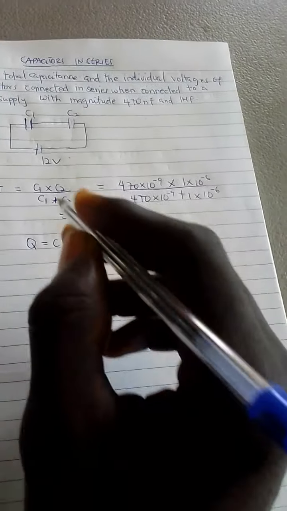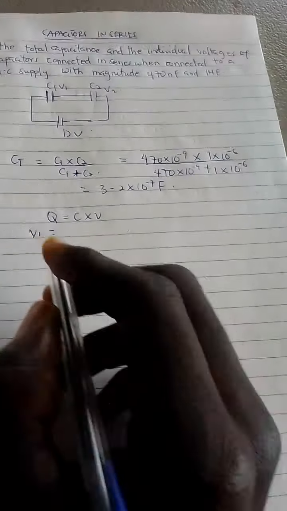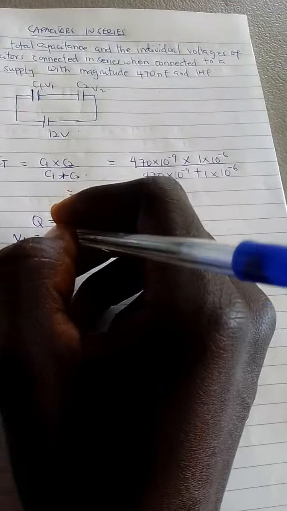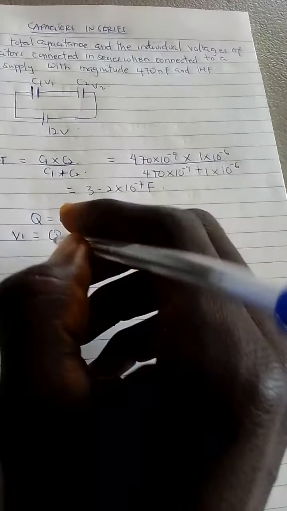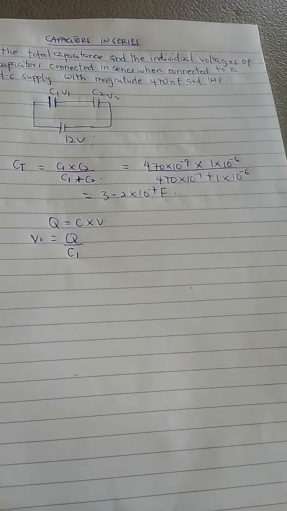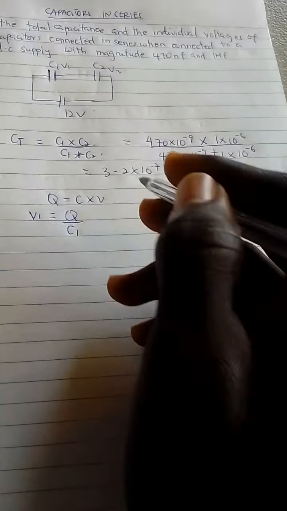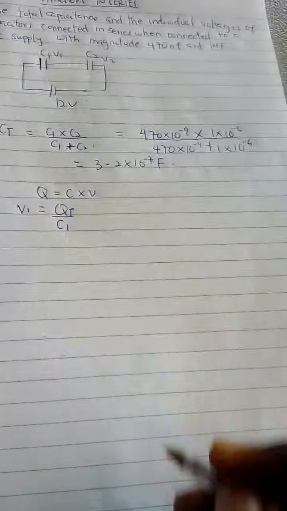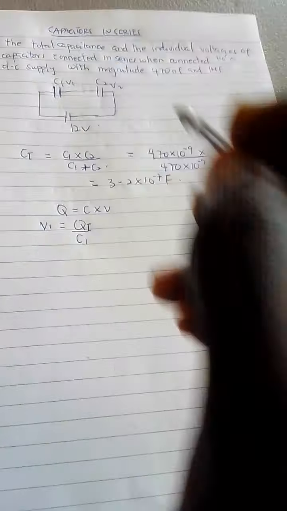So let's see. To find the voltage, let me give V1 and V2. Our voltage 1 will be equal to, from this equation, the quantity of electric charge passing through that particular capacitor over its capacitance, C1. Since the same quantity of electric charge, which is the total Q, is the same for all, let me make it QT. So QT over C1 will give me the voltage across C1.